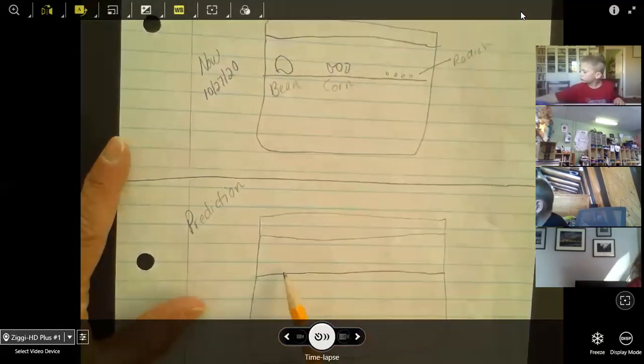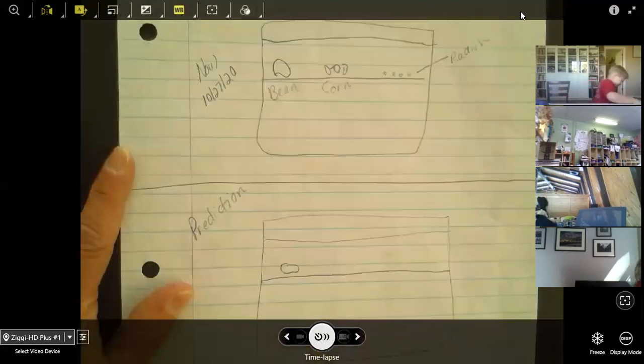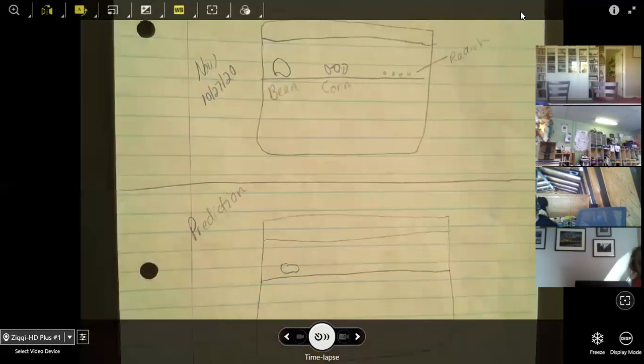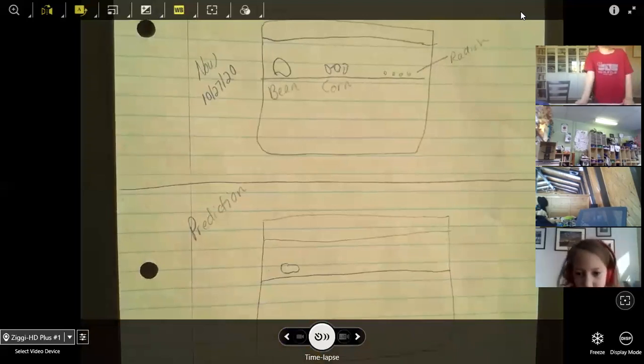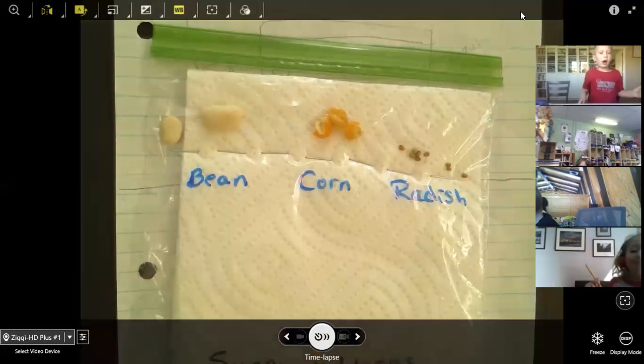What do you think is going to happen? Everybody, I don't want to draw because I don't know what you think is going to happen. What do you think after watching the videos and learning about the life cycle of a plant? You don't need to tell me. So there's the bag. You're going to draw what it looks like now and what you think it's going to look like in a week or so.